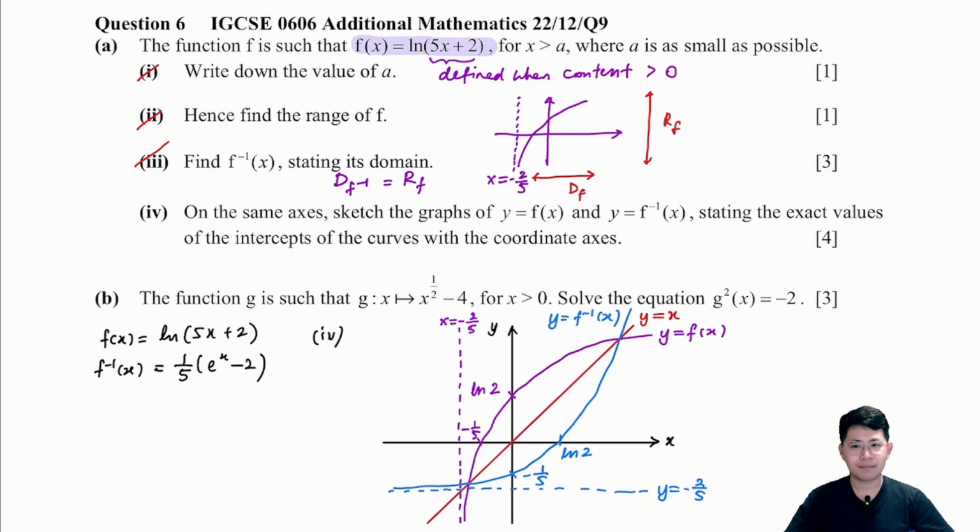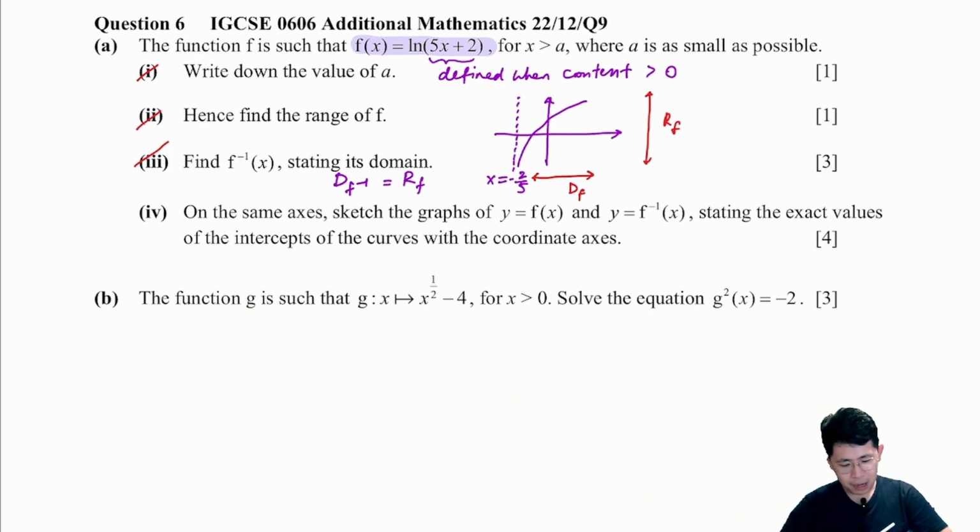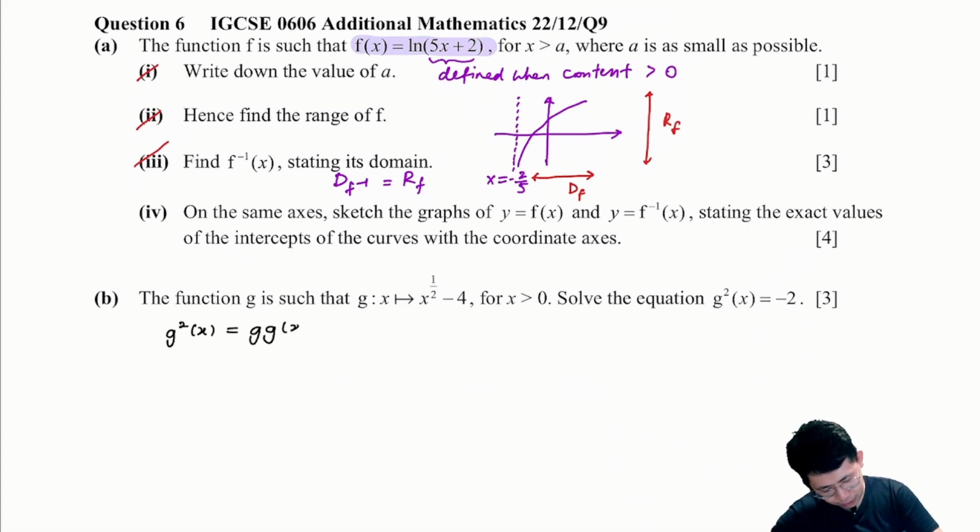Okay, so let's continue on with part B, and I think they don't have any relationship with part A. It's just a standalone thing. So the function g is such that, for x more than 0, solve the equation g(g(x)) equals negative 2. So we need to look for g(g(x)) first. So g(g(x)) will be equal to g of g of x. So what is g(x) in the first place? g(x) is actually x to the power half minus 4. I will write this as square root of x minus 4.